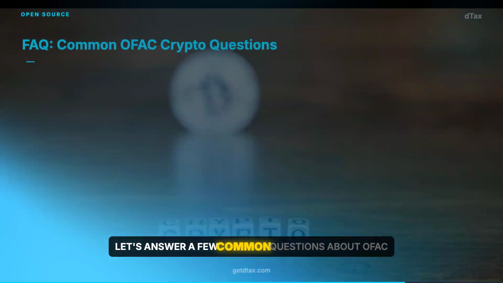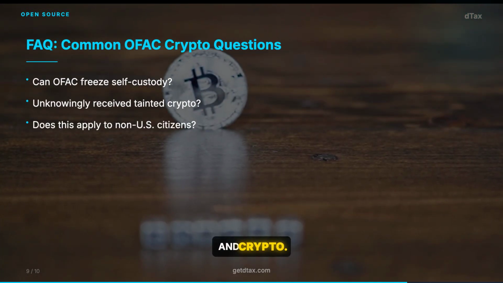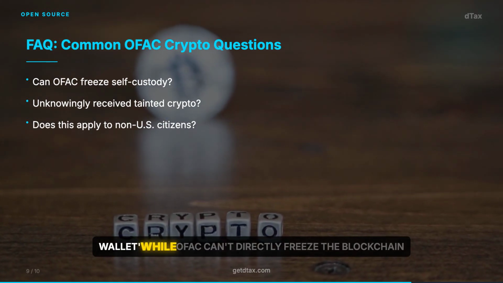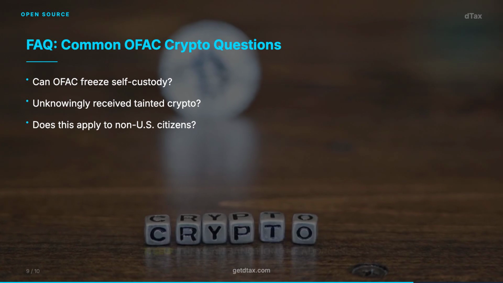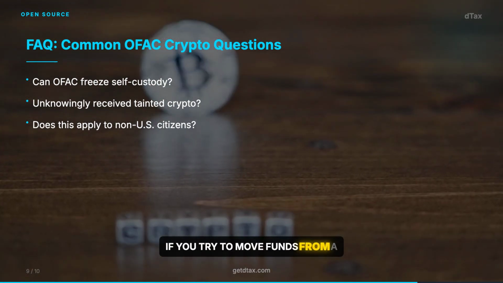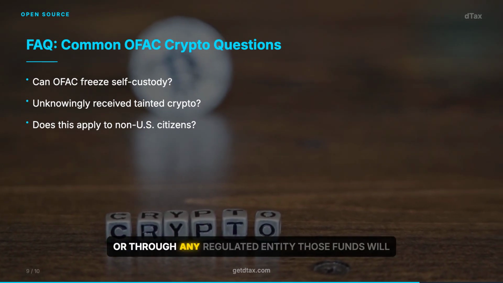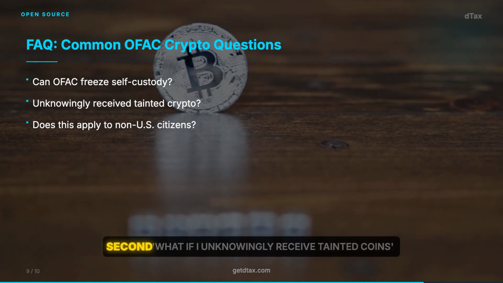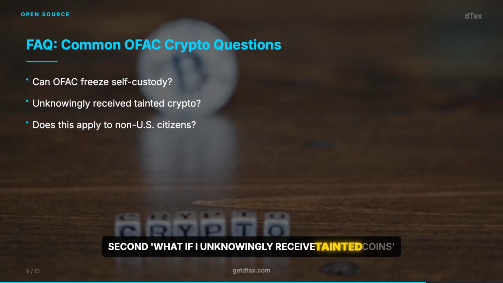Let's answer a few common questions about OFAC and crypto. First, can OFAC freeze my self-custodied wallet? While OFAC can't directly freeze the blockchain itself, they can sanction the addresses. If you try to move funds from a sanctioned address to an exchange or through any regulated entity, those funds will likely be frozen.